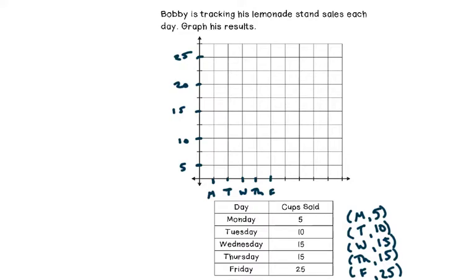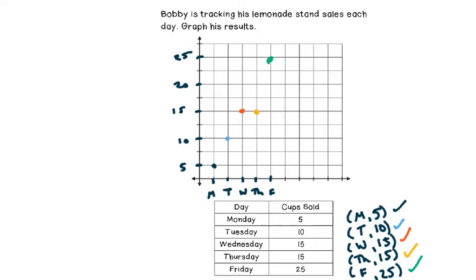Okay, I am now ready to graph. So I'm going to start with Monday 5, and I'm going to go over 1 and up to the 5. And I have graphed the first one. On that second one, it's Tuesday 10. So I'm going to go over to Tuesday, again, always starting at the origin, and up to 10. For Wednesday, it's going to be Wednesday 15, so I'll go over to Wednesday and then up to 15, graphing that point. And then Thursday 15, again going over from the origin to Thursday and up 15, and we'll notice that's where we no longer are consistent in his graphing. Friday 25, so go over to Friday and then up to 25.